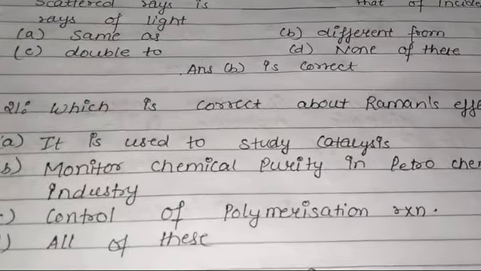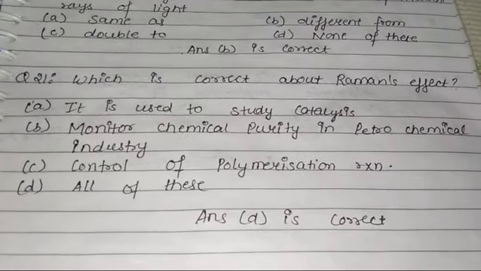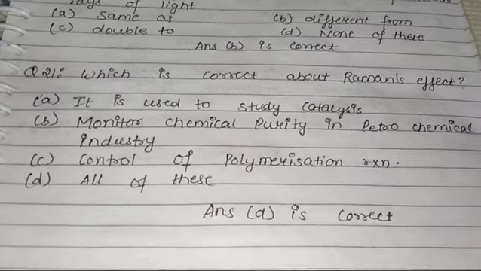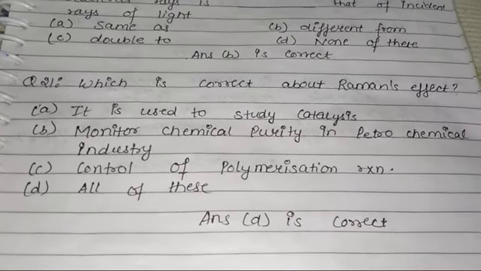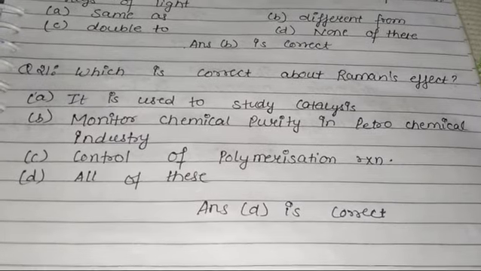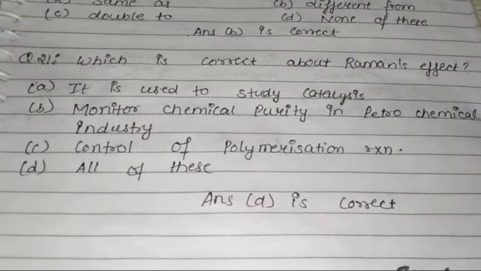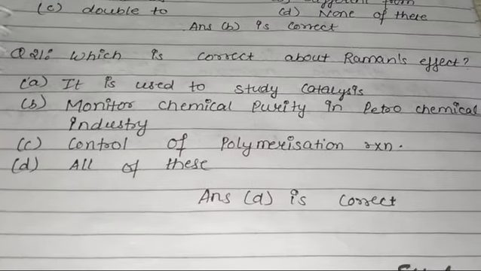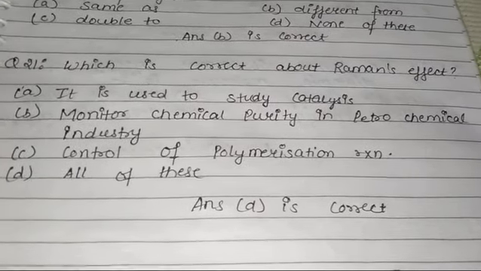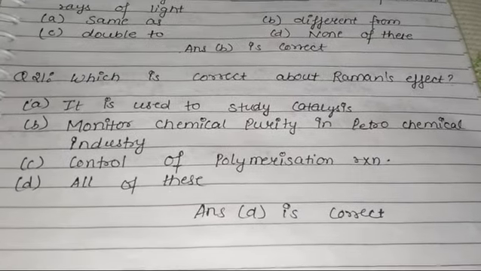Which is correct about Raman effect? Question 21. So A is, it is used to study catalysis. B, monitor chemical purity in petrochemical industry. C, control of polymerization reaction. D, all of these. So Raman effect is used for all of these. So answer D is the correct answer here.